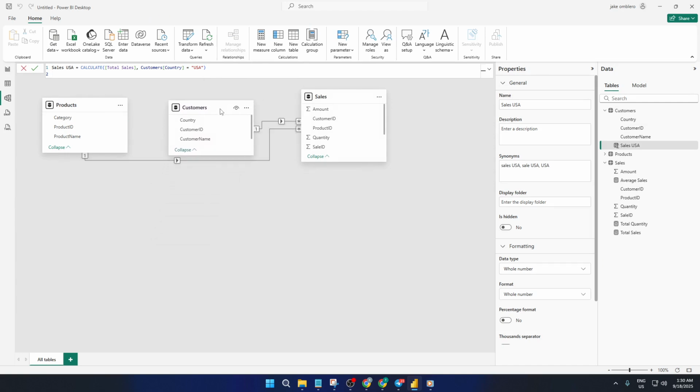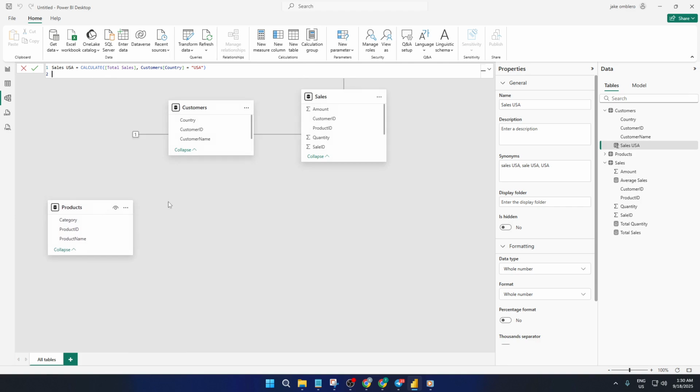In our example, we've got 3 tables: products, customers, and sales. Products and customers are what we call dimension tables. They describe the details like what products you sell and who buys them. Sales is your fact table, which tracks actual transactions. Notice the lines connecting them, the relationships.